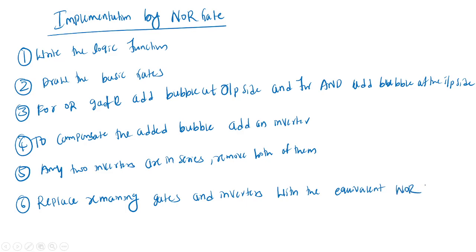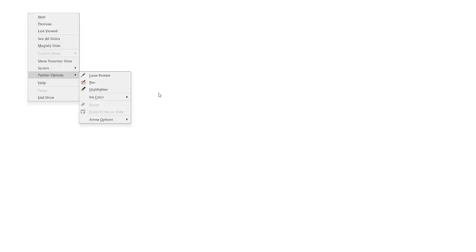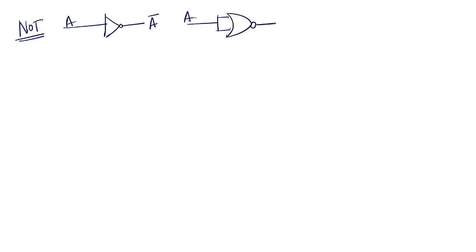Okay. So we'll see how to implement the basic logic gates. First NOT gate. How to implement NOT gate? So we already see the inverter, input A and output is A bar. Here the inputs are tied together, and the output is A whole bar, which is equal to A bar.